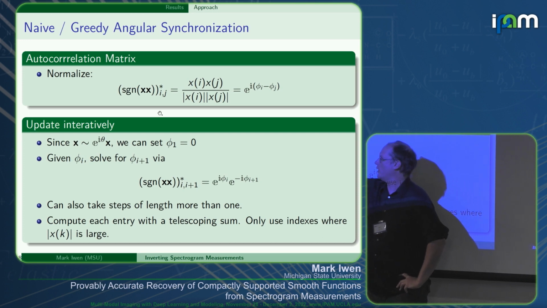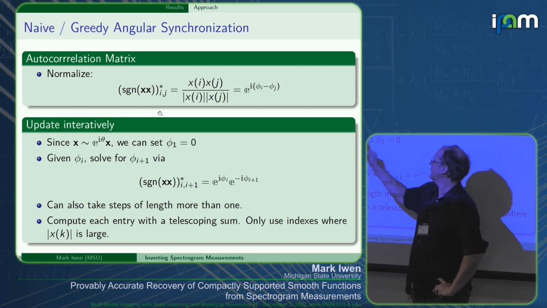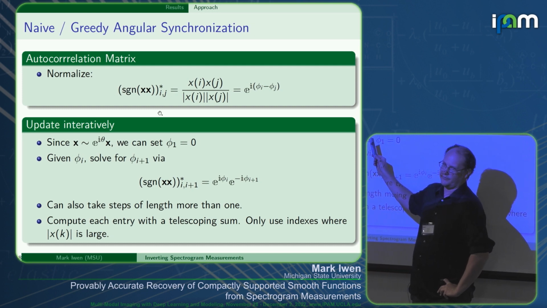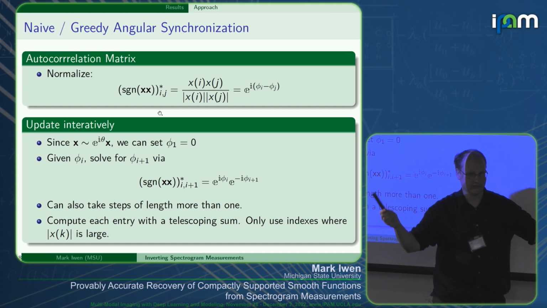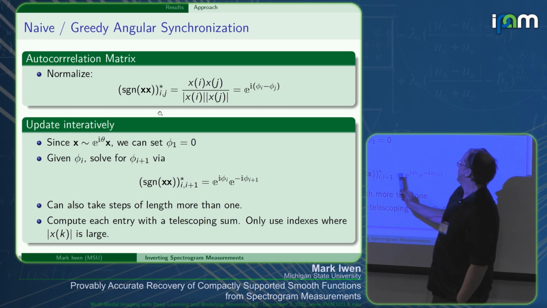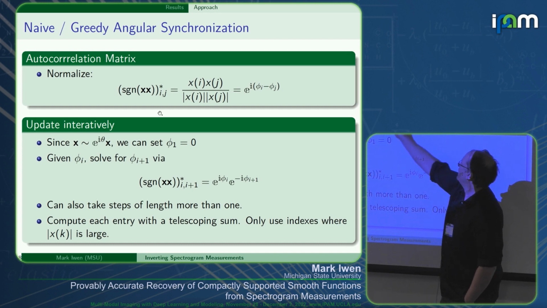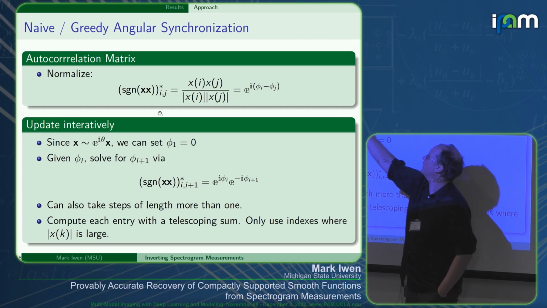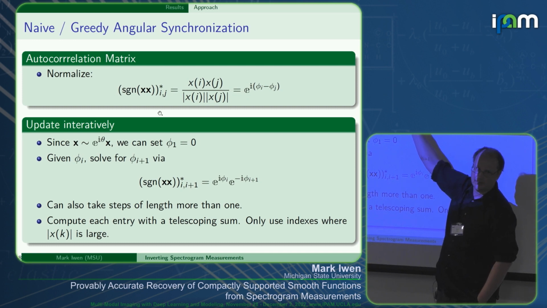You can only recover up to a global phase anyway, so let's just say the first entry of X is real. So I'll set the phase angle to be 0 because I can never know what it is anyway. So it's real. We're done. Then what do we do? Well, if we have the ijth entry of this matrix, I can normalize it.